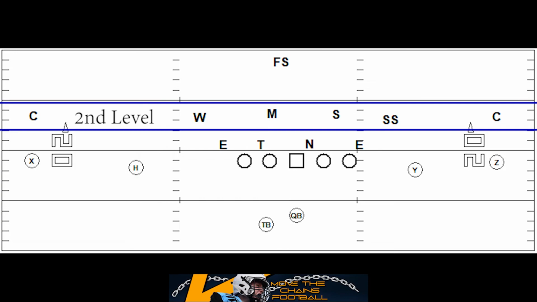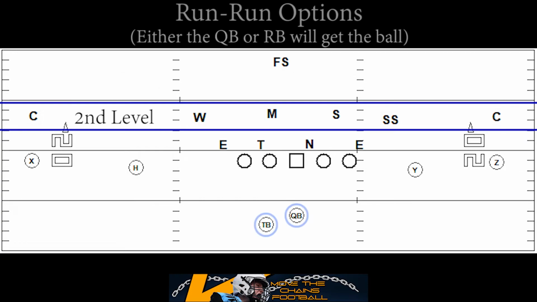Second level reads are executed in the same way as first level reads, meaning that the quarterback will get his eyes to the read man and execute one of two options based on how that defender reacts to the play. Finally, second level reads can be separated into inside reads and outside reads. So in this video, we're going to look at second level run options. I will discuss inside RPOs and outside RPOs in different videos.